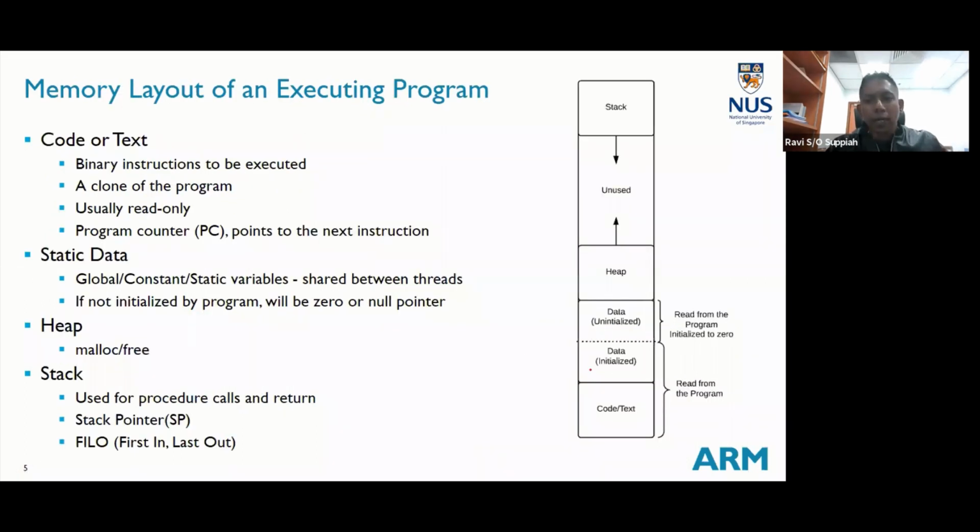Okay, so memory layout. There will be another chapter where we go into this in more depth, but here is a quick glance at how memory is laid out.